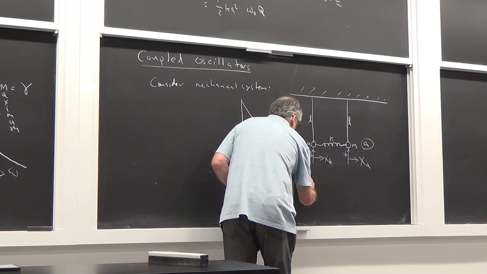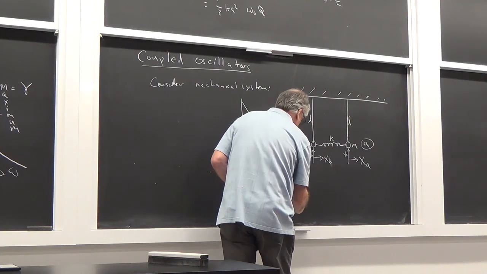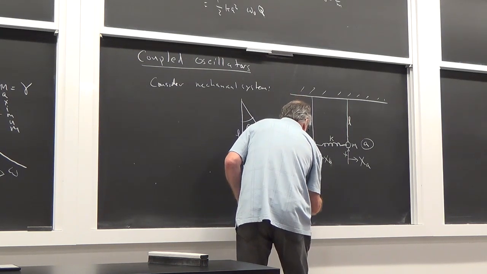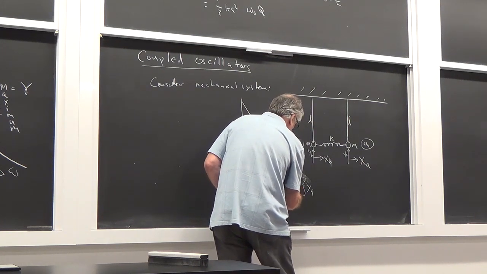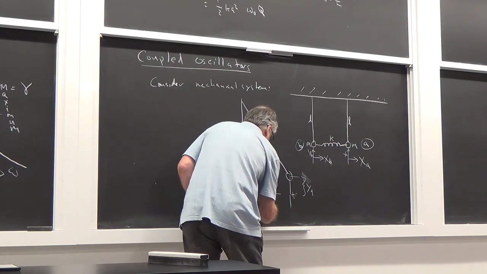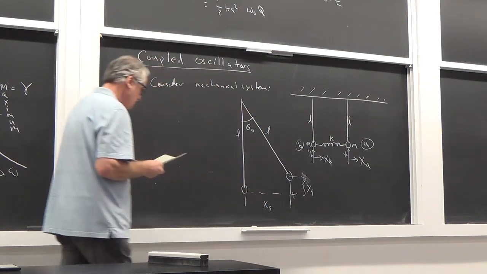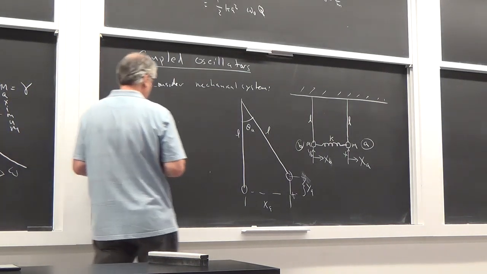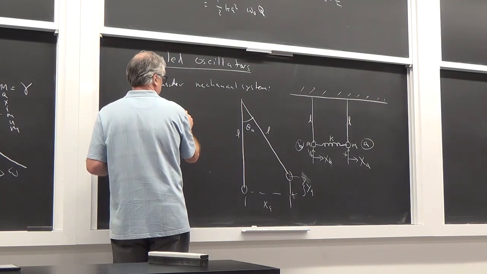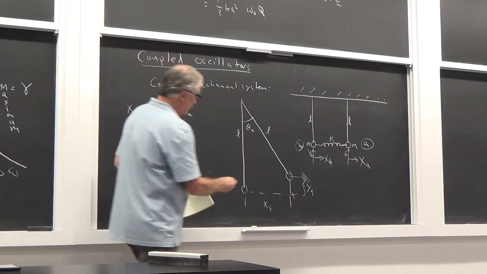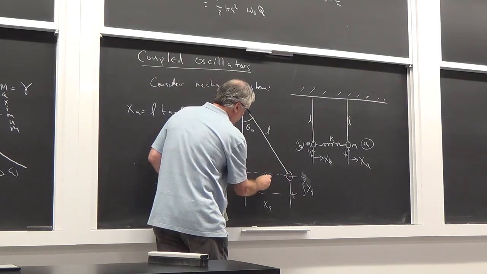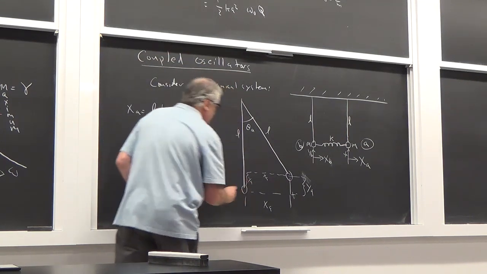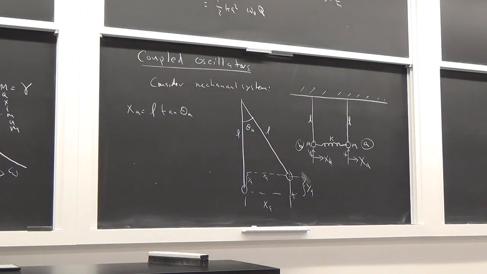So the coordinates here are going to be y sub A and x sub A. This distance here is y sub A, and this distance here is x sub A. Well, x sub A is just equal to L times tangent of theta sub A. Here's x sub A, and there's y sub A. So x sub A is just given by L tan theta sub A.